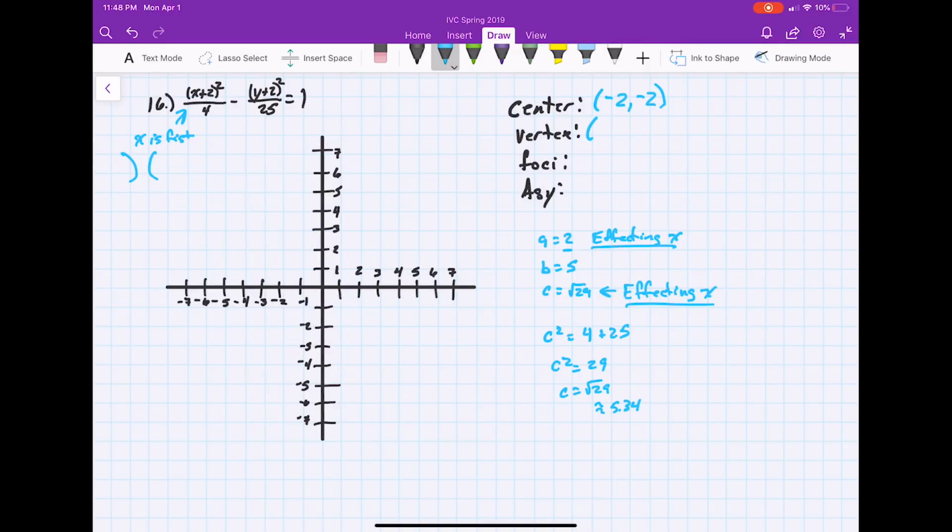So we're going to have a vertex of our X. Our center was -2, so we're going to add and subtract 2 from that to make 2 different points. So -4, -2, and then 0, -2. Those are our 2 vertexes. Now we come to the foci, it's the C value that is going to be added or subtracted to the X value of our center. So we have -2 plus or minus square root of 29, comma, -2. There you go. That's our first 3 sections. Those are pretty quick and easy with this problem.